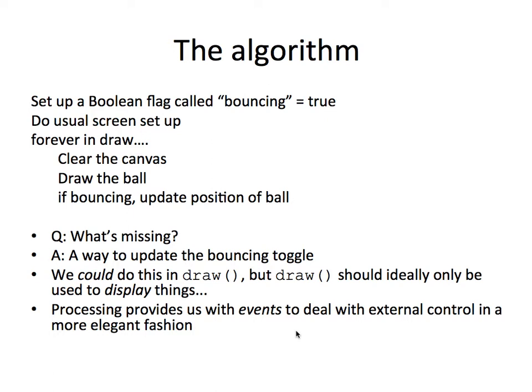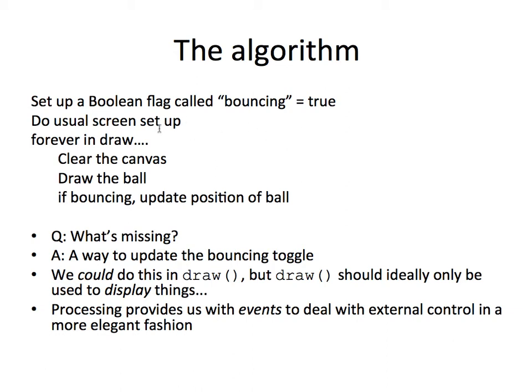So here's the basic algorithm. We create a Boolean flag variable called bouncing, and we set it by default to true. So the ball is bouncing when we start the program, and that's important: bouncing is initially true. The position of the ball only changes if bouncing is true, if the flag is true.